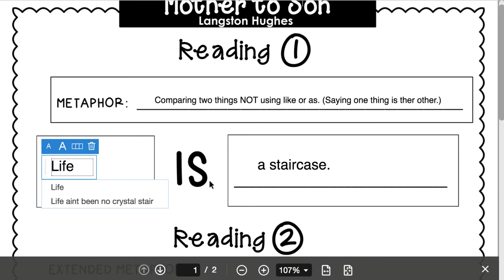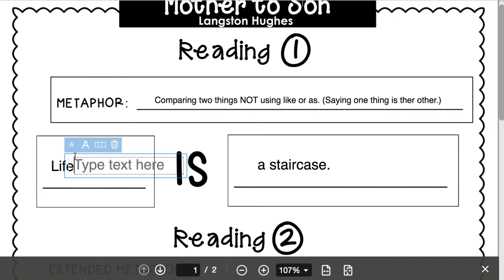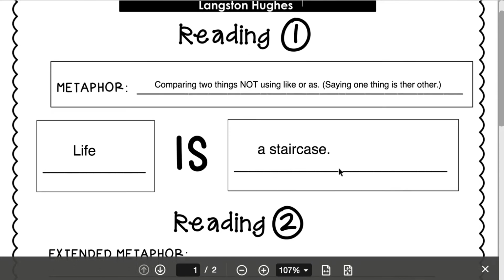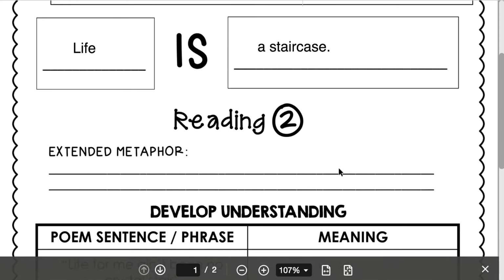If you said life, you are completely correct. Life is what's being compared here. They're saying life is the staircase. If we wanted to change it to a simile, we could say life is like a staircase. But since we're using a metaphor, we're just saying life is a staircase. And in this case, they say it's not a crystal staircase, but just a regular staircase. So let's look at extending this a little bit.